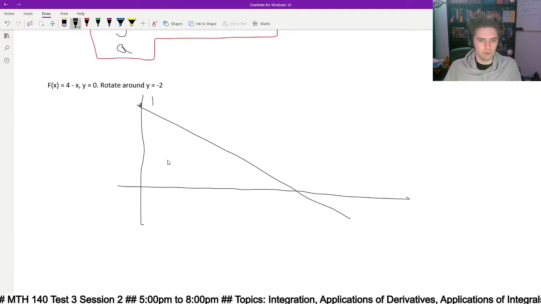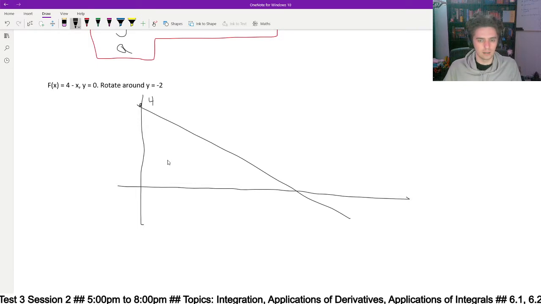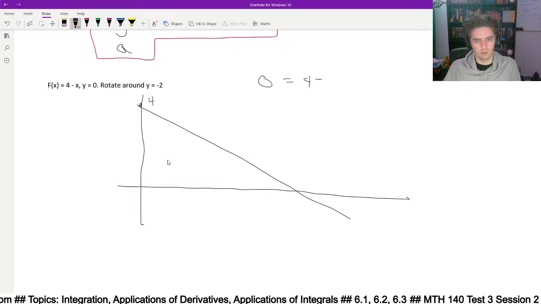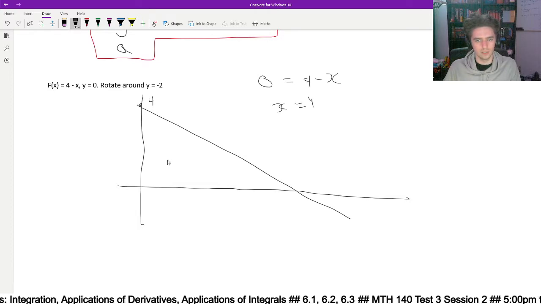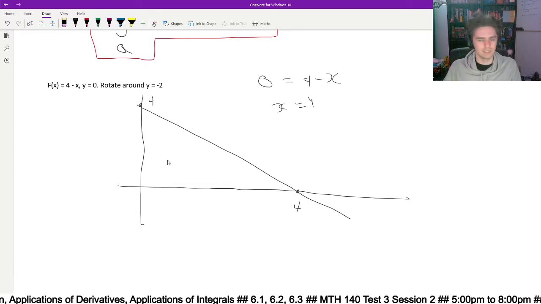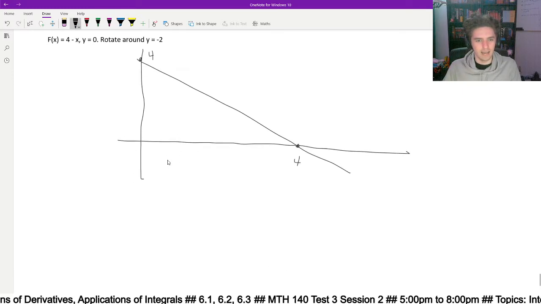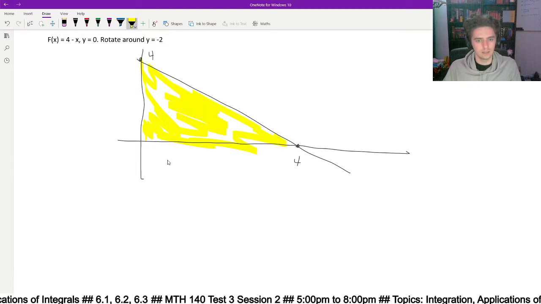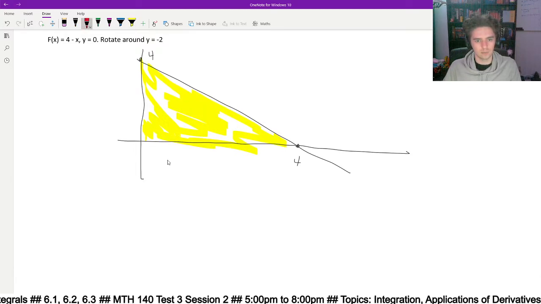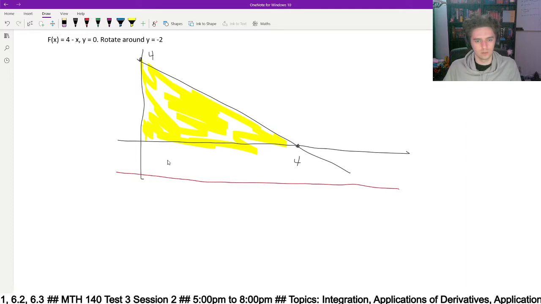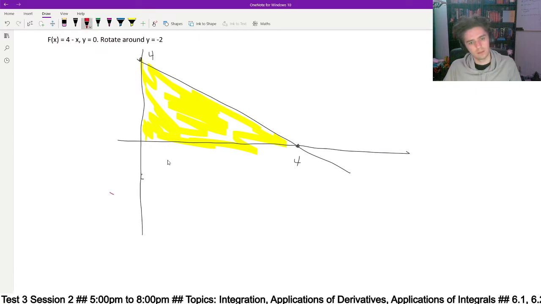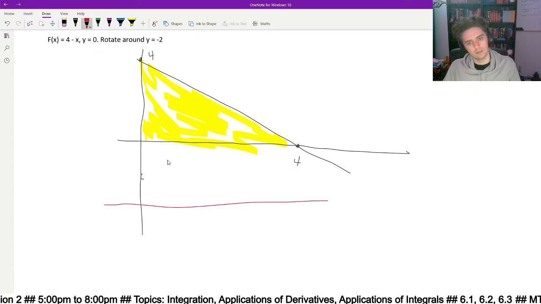So this is going to be 4. Wait, hold on. 0 equals 4 minus x, so x equals 4. Yeah, so this is going to be 4. That makes sense. So we're looking for this region, but revolved not around the x-axis, revolved around y equals negative 2. I'll draw it a little lower so it's clearer. y equals negative 2.